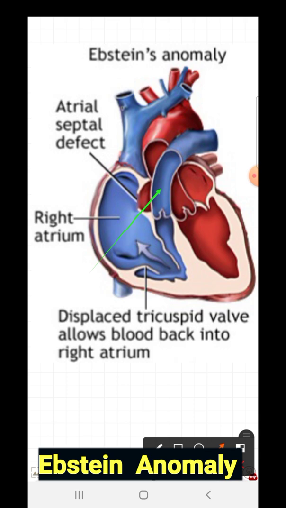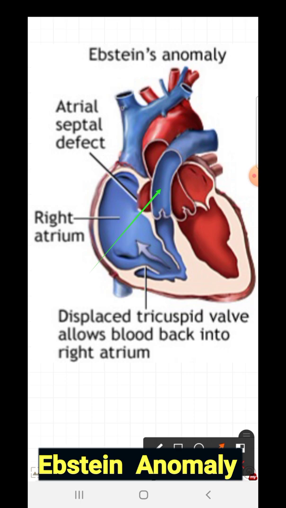In JVP, we may see dominant V waves. It may not be engorged. The first heart sound is normal. The second heart sound is widely split. We may hear a systolic murmur. Third and fourth heart sounds are audible.